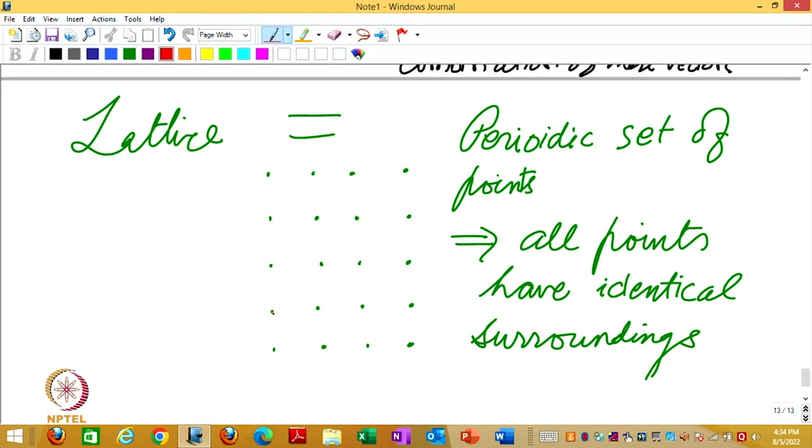So, this is a lattice point, let us say the lattice point A, and this is another lattice point B, and they have identical surrounding. What do I mean by that? If I go in the horizontal direction by distance A, I find a neighbor. If I go in the same direction, that is horizontal direction, and in the same sense, that is to the right, by the same distance, I should find an identical neighbor. And not only in one direction; if I go in the vertical direction, from here also I can go in the vertical direction. If I go at some angle and the same distance, I will again arrive at an identical neighbor.